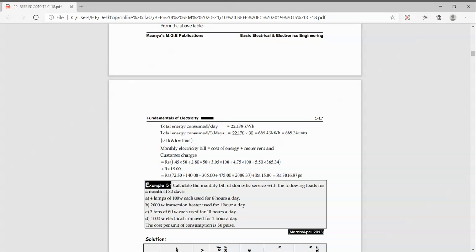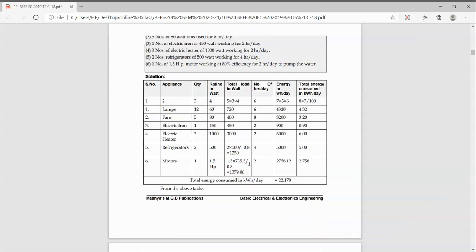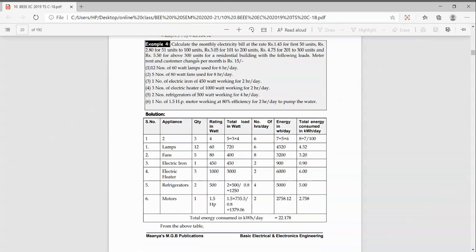Okay. Then plus 2.80 for the next 50, plus 3.05 for the next 100, plus 4.75 for the next 100. So totally, what happened? 100, then 200, so 50 and 50 here, 300 completed. Plus, if 300 above, what are the charges for 300 above? The charges for 300 above is 5.50.